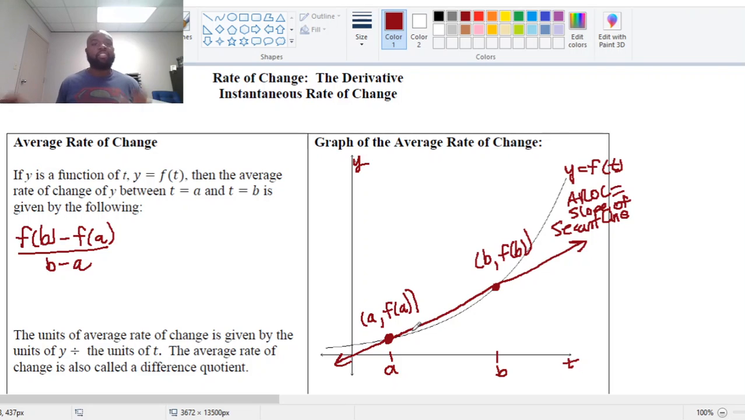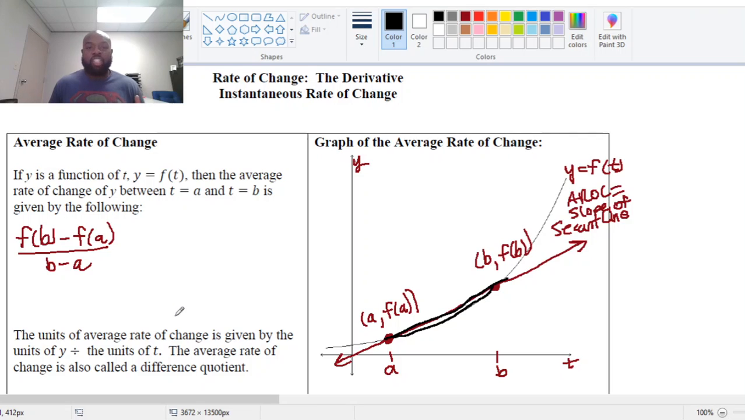And it basically gives, on average, how many units your output or your y is changing for 1 unit changing your input, which here is t. That's on average, and it's on average because it's according to this line right here, instead of being according to the actual function here. This is how your function is actually changing, but we're using this estimate from this line to help us get that value. Remember that the units of your average rate of change are given by your units of y, or your output, divided by your units of t.